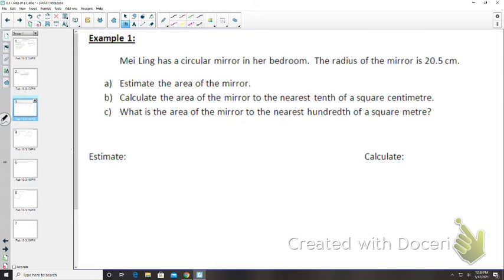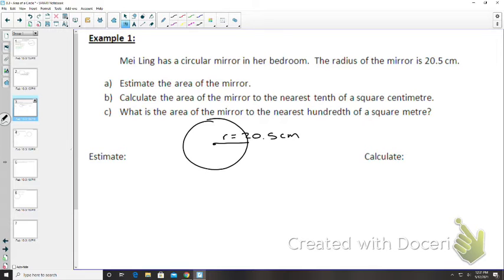Okay. So Mei Ling has a circular mirror in her bedroom, and the mirror has a radius of 20.5 centimeters. There's our circle. Remember, radius is only from the middle of the circle to the outside of our circle. So the radius is 20.5 centimeters. First we are asked to calculate or estimate the area of the mirror.